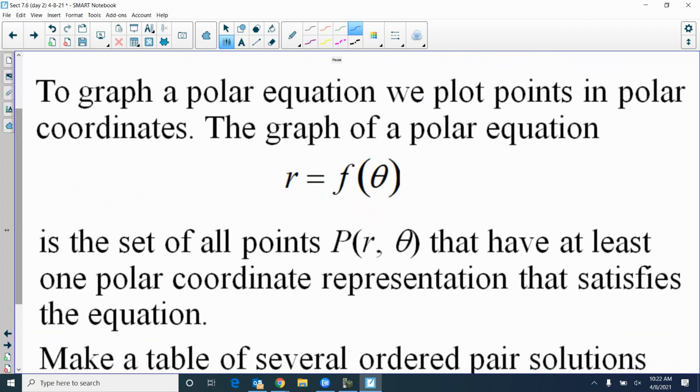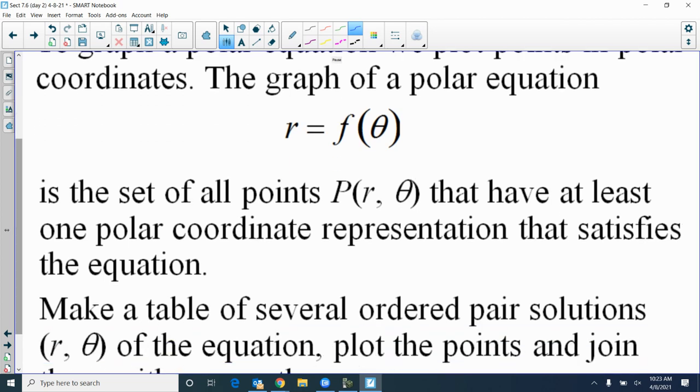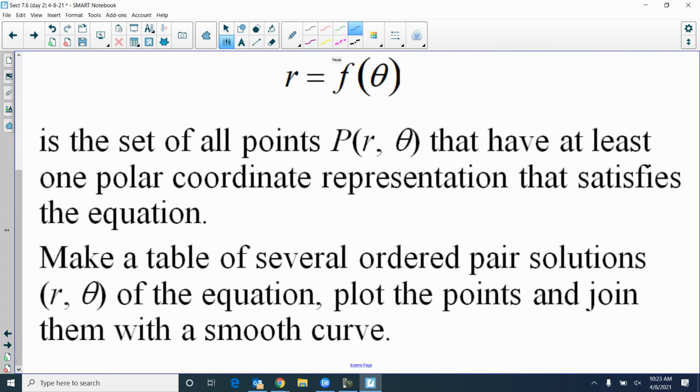Hey, we're going to at least take initially the same approach as you do with any graph. You find a table of values, you plot them, you connect them. Now this is going to be with a smooth curve, so just make sure everything you graph has a curve on it. Don't try and connect them with straight lines. So we're just going to make a table of values.